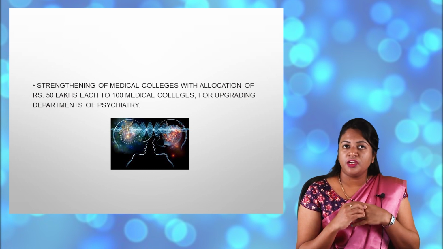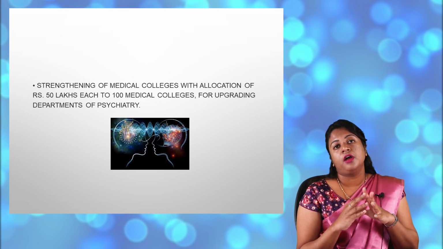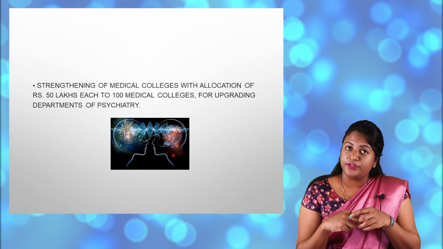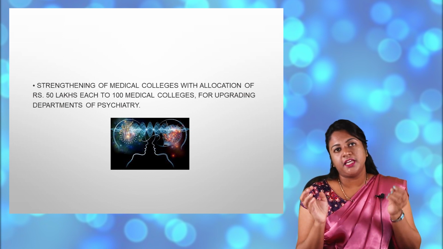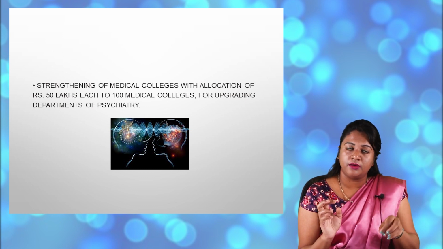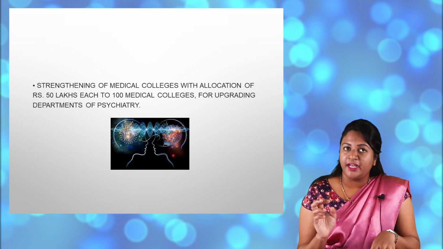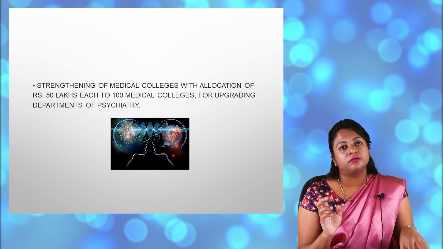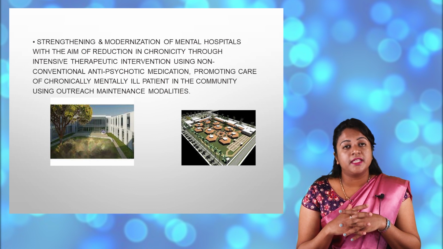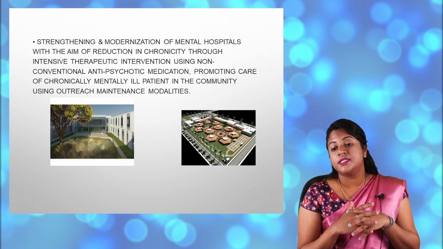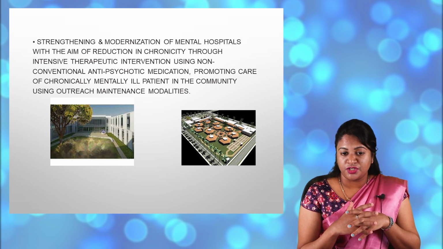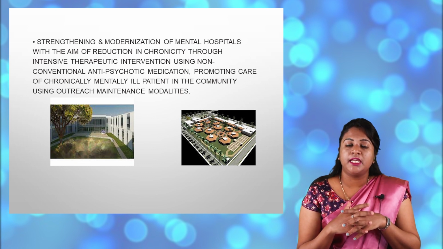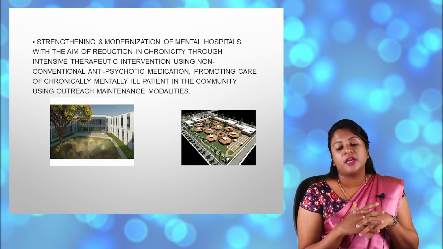The next one is strengthening of the medical colleges with allocation of 50 lakh rupees each to 100 medical colleges for upgrading departments of psychiatry. We have the 100 medical colleges, and each medical college will be given an allocation of 50 lakhs to see to it that the department of psychiatry is present in each and every medical college. Also the strengthening and modernizing, with the aim of reduction in chronicity through intensive therapeutic intervention using non-conventional antipsychotic medications, promoting care of chronically mentally ill in the community using outreach maintenance modalities.